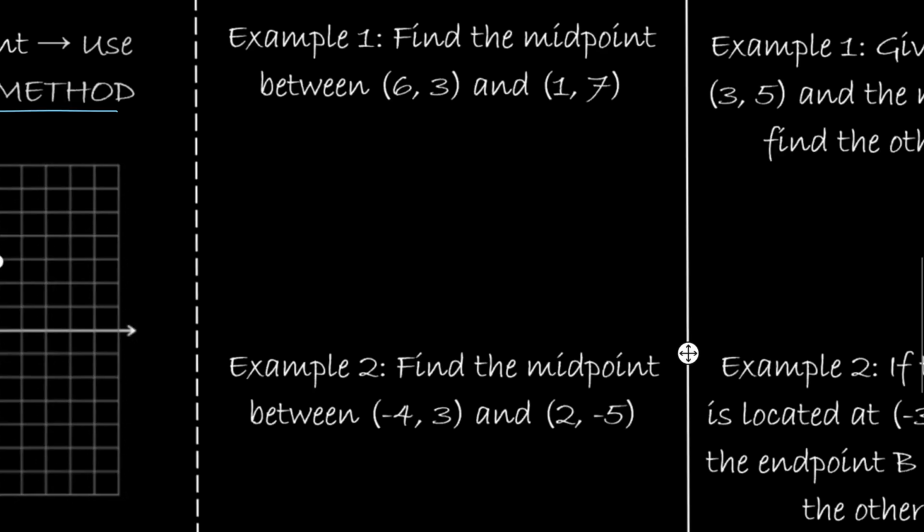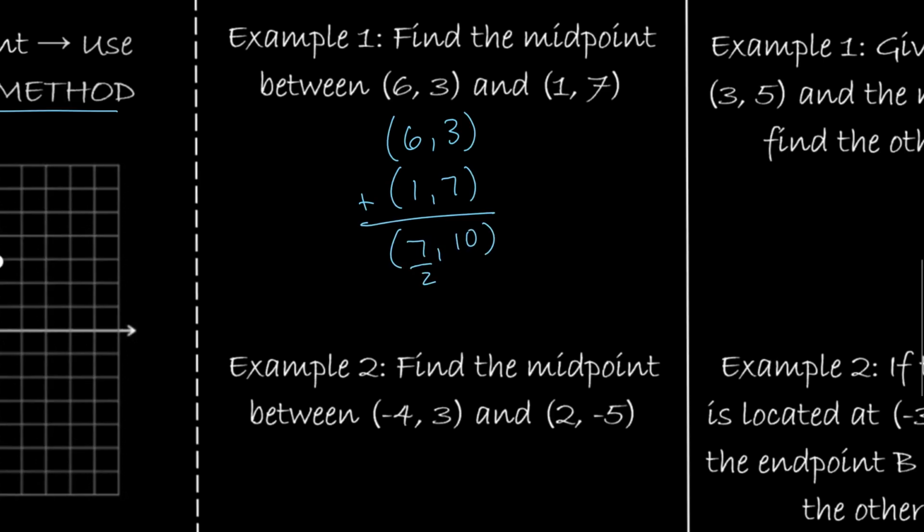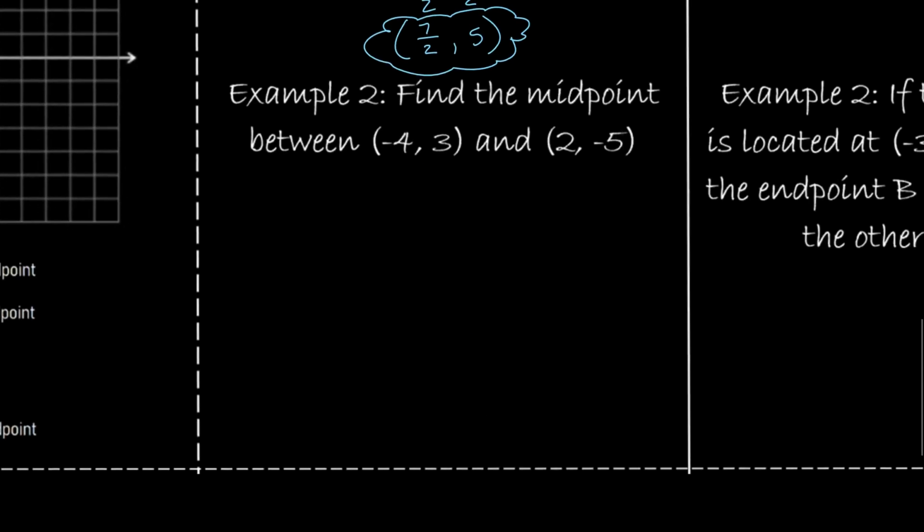So, what did you guys get for example 1? Yeah, you took the 2 points and you did what with them? Add them, so we have 7 and 10, and then you divided both by 2, so you got 3.5 and 5. I'll keep it as 7/2. Either one. And boom, that's our midpoint. What about example 2? What'd you guys get?